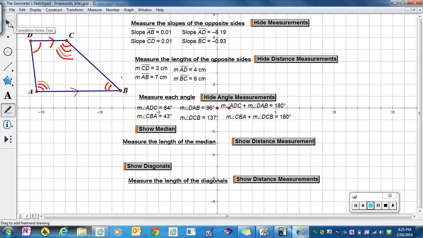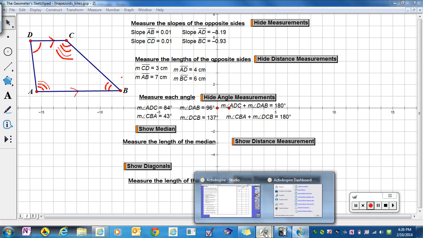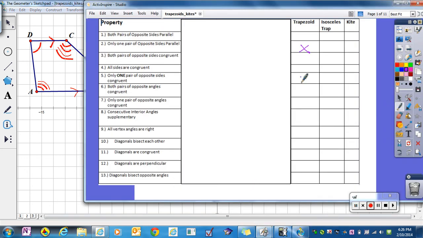But if you take a look right here, I showed this calculation that ADC, which is this angle here, plus DAB, which is this angle here, adds up to 180 degrees. And then CBA, which is this angle right here, and DCB also added up to 180 degrees. The reason why that's happening is because of my parallel lines. Angle D and A are consecutive interior, and angle C and B are consecutive interior. So that means that the consecutive interior angles are going to be supplementary. So option number 8 is going to happen.